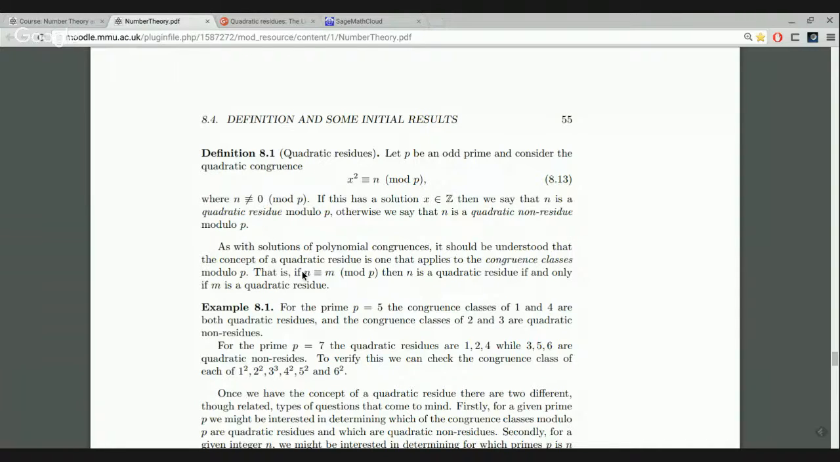is a number n in the multiplicative system of congruence classes modulo a prime p. We say a number is a quadratic residue mod p if it has a square root. So in other words, n is a quadratic residue if there are solutions x to this congruence, x squared congruent to n modulo p.